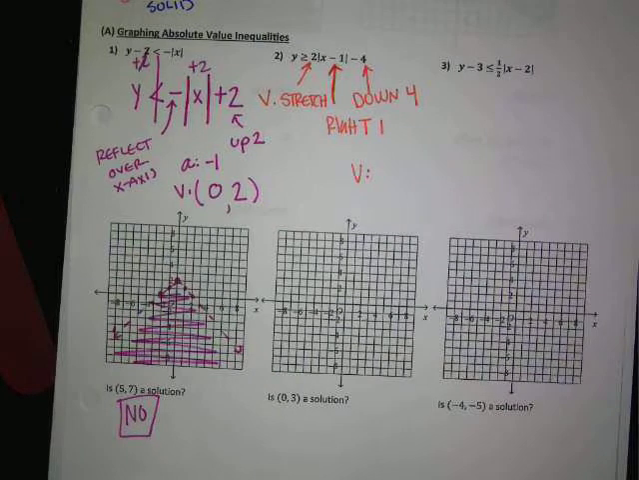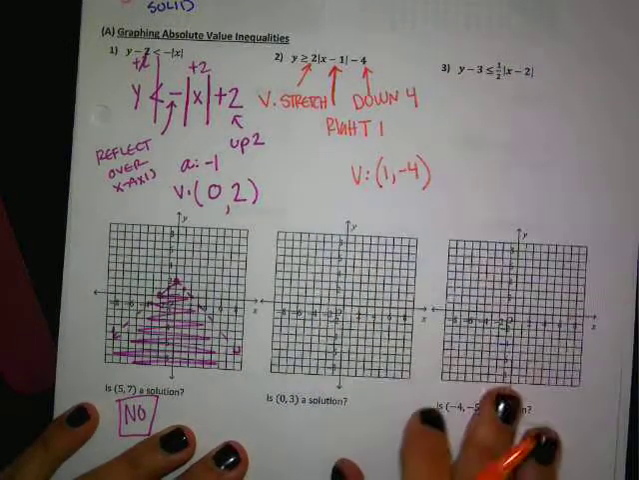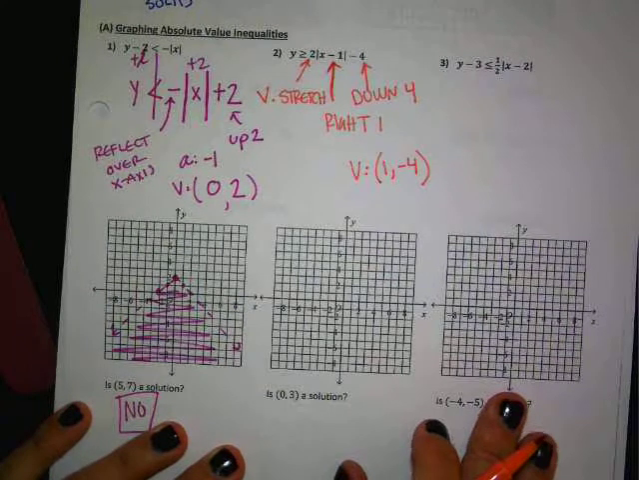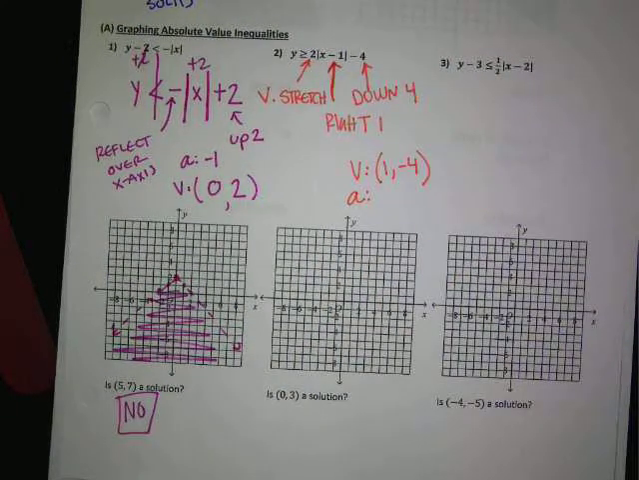for the vertex. Is it gonna be 1, negative 4? Yes, it is going to be 1, negative 4. Remember, the inside changes sign, and then let's see. Oh, we don't have a 4.